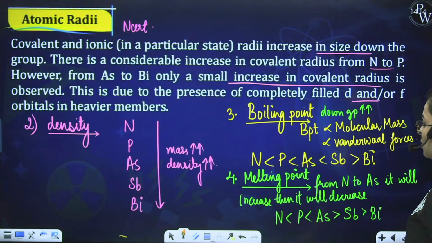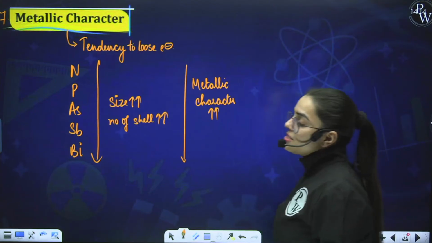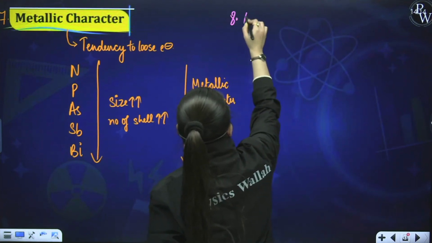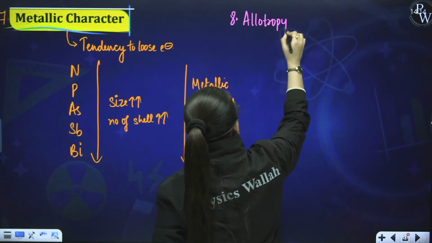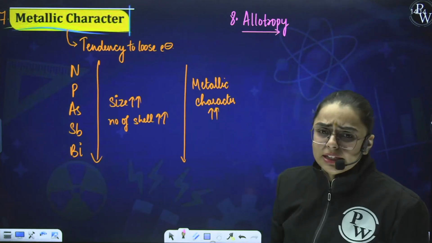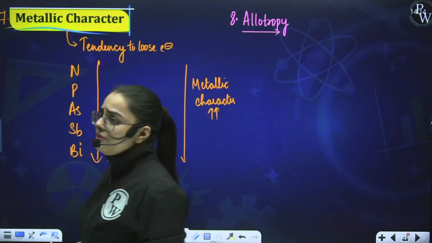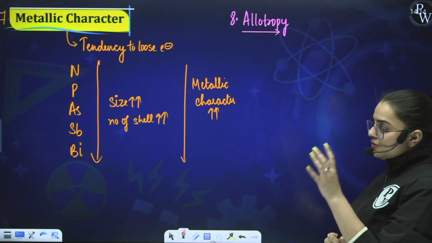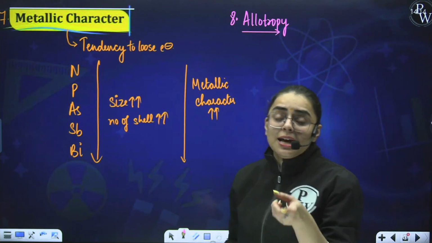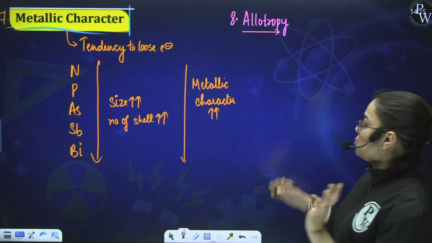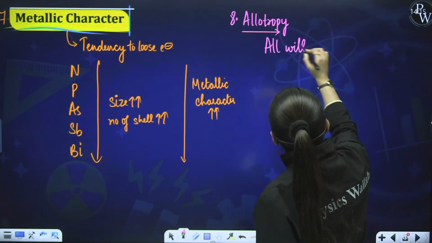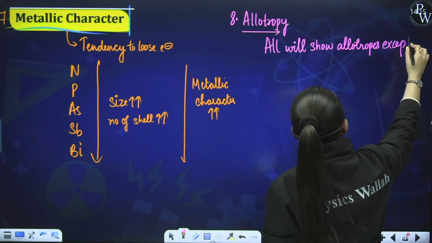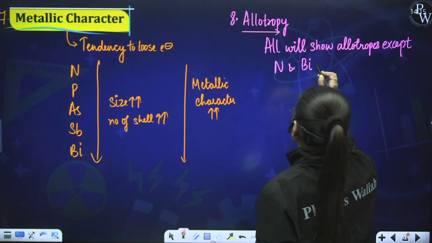So this was about metallic character, which I want you all to write down over here so that we can move on to our next physical property. Now comes the next, the 8th physical property, that is allotropy. If I talk about allotropy, I guess you all are aware of the term allotropic forms. Yes, okay. So what is allotropy? Basically, if I talk about the nitrogen family, all the members of the nitrogen family will form allotropes, except nitrogen and bismuth. All will show allotropic forms except nitrogen and bismuth. Okay, this is all you need to remember over here.